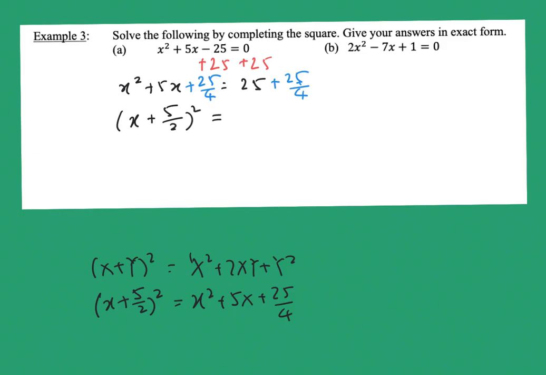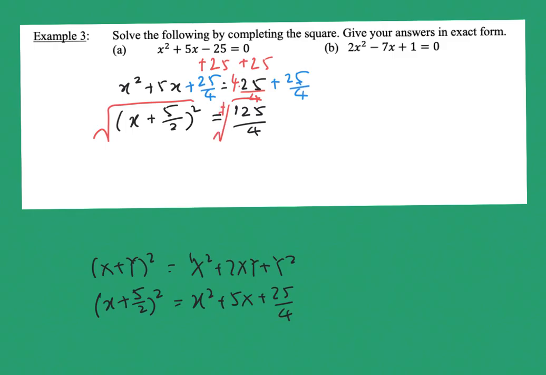So I get 25 plus 25 over 4, and I have to make it a denominator of 4. 4 times 25 is 100, so I get 125 over 4. So very nicely, I have a perfect square on the left-hand side. What I want to do now is to extract the roots from both sides. I will take the square root of both sides, and don't forget your positive and negative value.